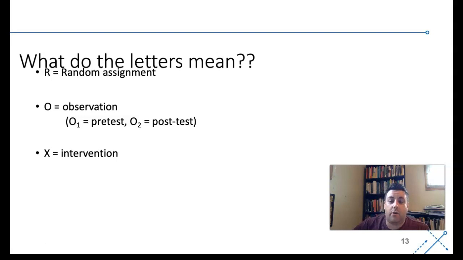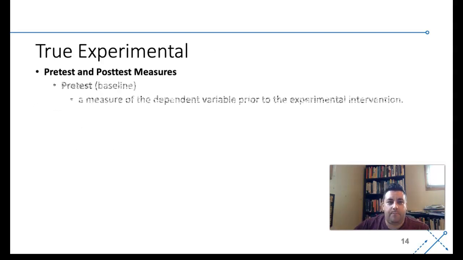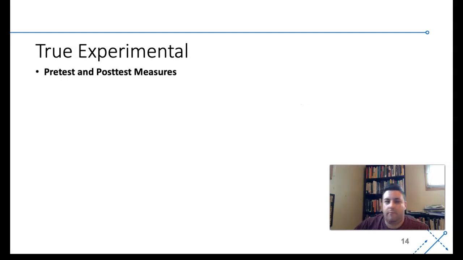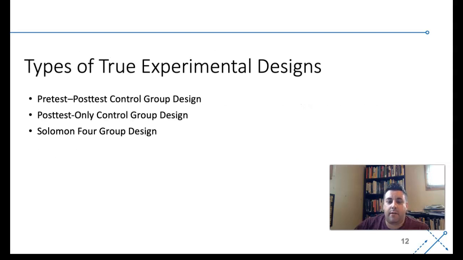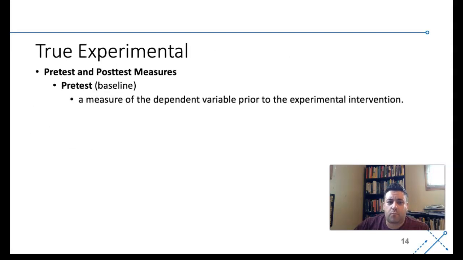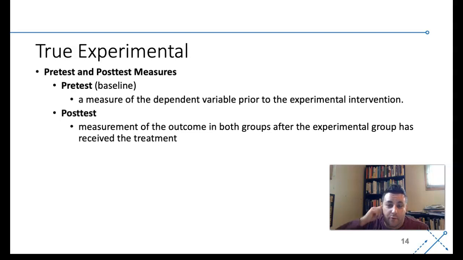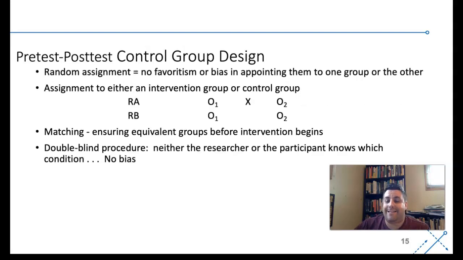Sometimes you also see that in journal articles where people will give a visual depiction of the design that they used. So in a true experiment, you would have a pre-test, post-test control group design. You would conduct an observation at baseline. We call that a pretest. And that's a measure of the dependent variable prior to the experimental manipulation. And then you would perform a second measurement after the experimental manipulation, or after you've administered the treatment, to see how much that dependent variable has changed. We often call that the post-test.